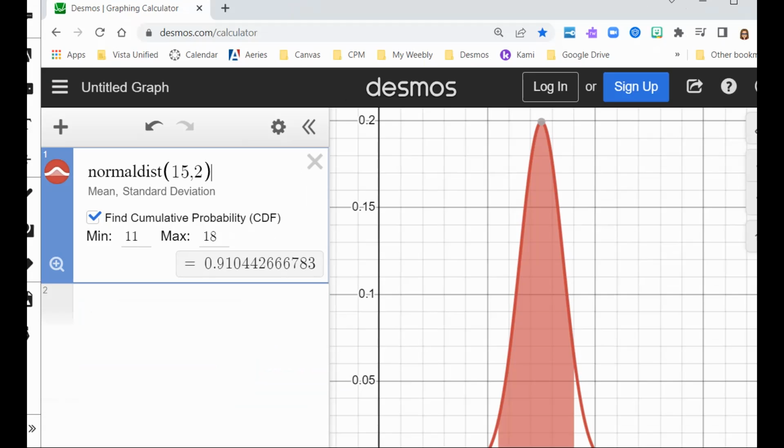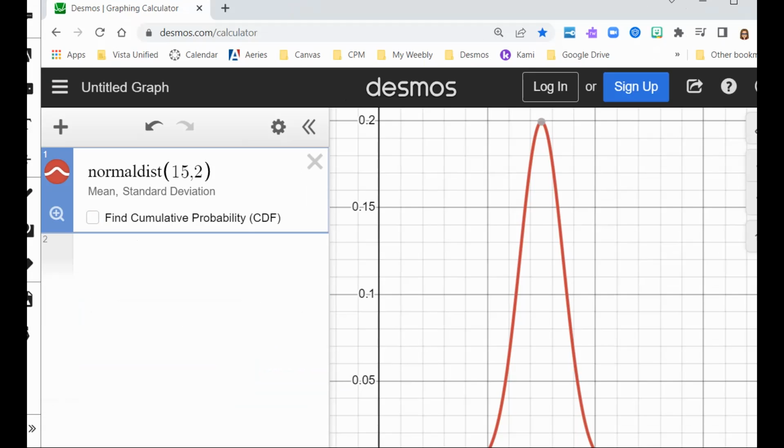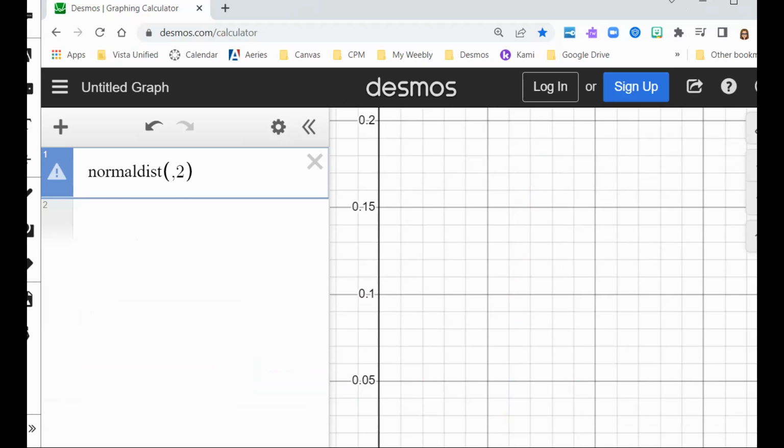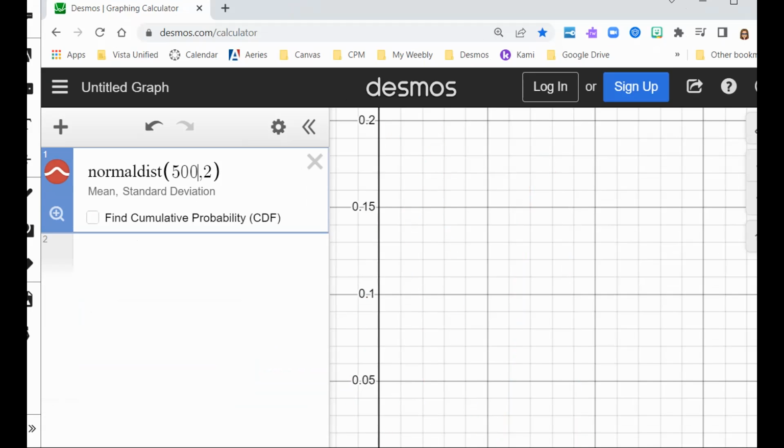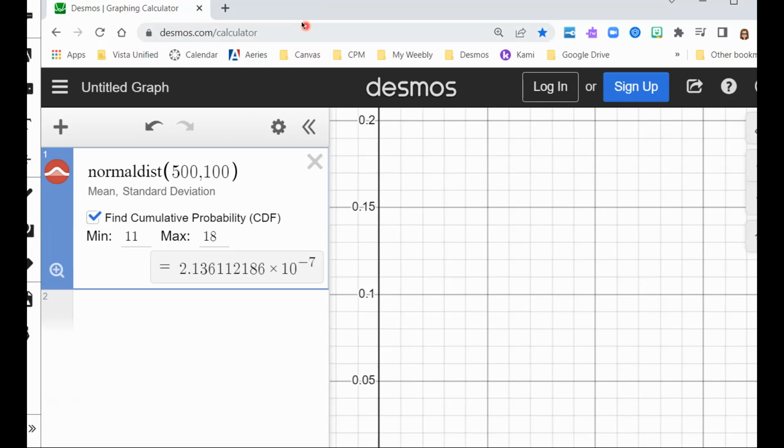Okay, so let me have a mean of 500 and a standard deviation of 100. And we wanted to see what it was if we scored a 585.